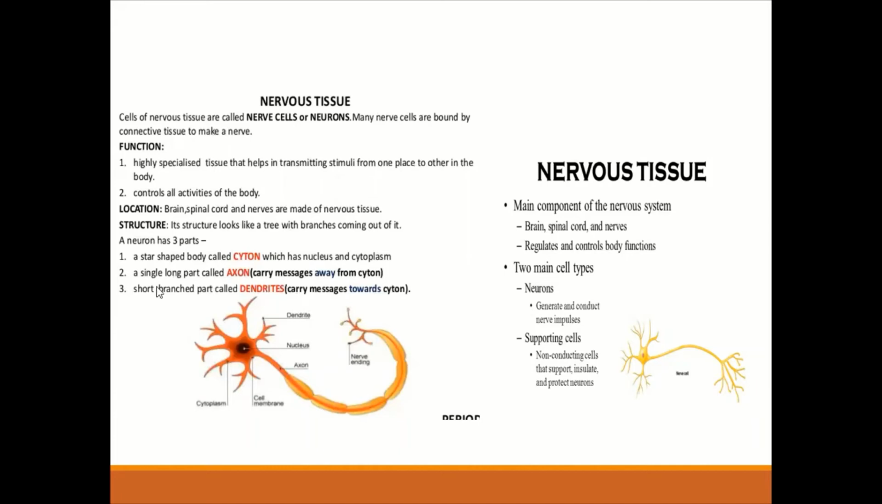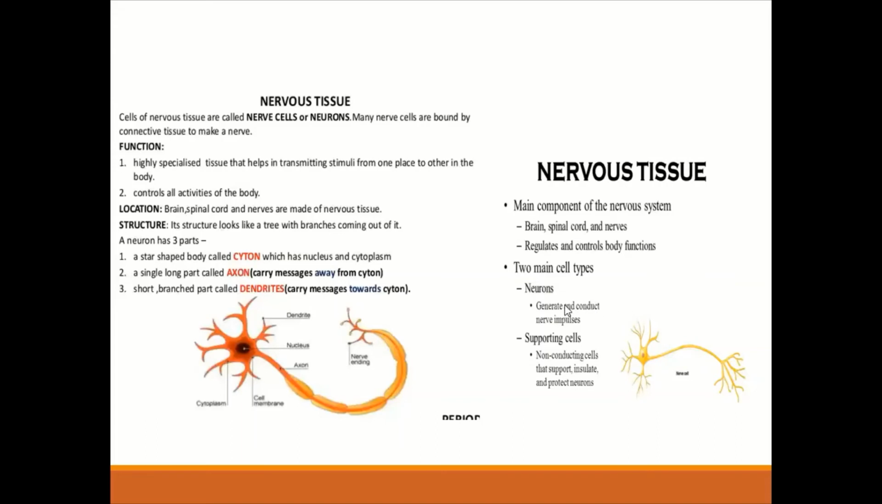Number one is your star-shaped body called cytosol, which has nucleus and cytoplasm in it. The second long part is called axon that carries messages away from the cytosol. And the third part is the short branched part called dendrites that carry messages towards the cytosol. Where the dendrites of a neuron and the axon of another neuron meet, that part is called your synapse. Okay.